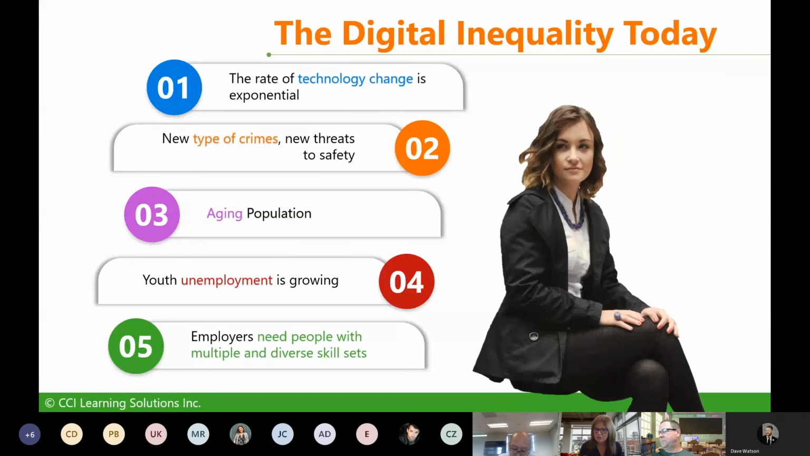Youth unemployment is growing, and more so in today's age. We have a big problem with unemployment globally. And employers need to ensure that the people within the organizations have multiple and diverse skill sets in order to be productive in the environment that they're faced with. Next slide, please, Dave.